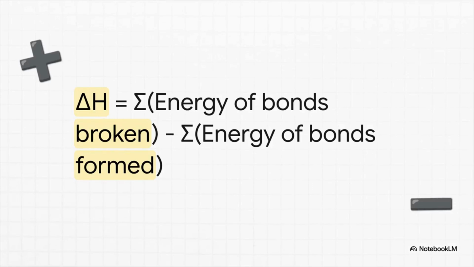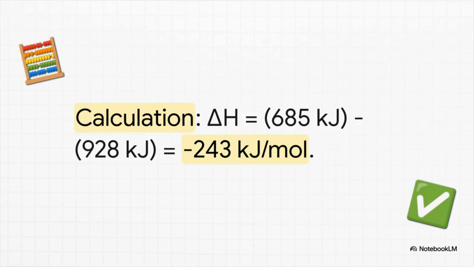This all leads us to our main formula. The total enthalpy change, our delta H, is simply the sum of all the energy of the bonds we broke minus the sum of all the energy from the bonds we formed. It's your energy cost minus your energy payoff. Okay, let's just do the math. We put in 685 kilojoules to break the bonds. We got back 928 kilojoules when the new stable water bonds formed. So 685 minus 928, that gives us a net change of negative 243 kilojoules per mole.